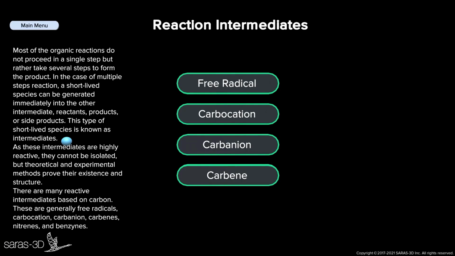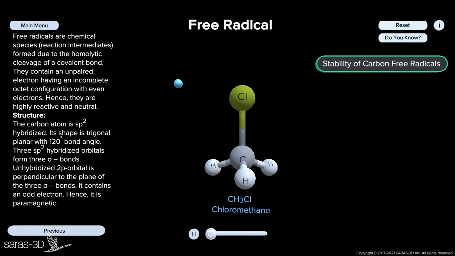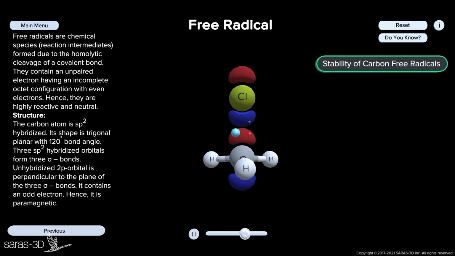Today we are going to look at many reaction intermediates which are based on carbon. We're going to look at free radical, carbocation, carbanion, and carbene. So let's begin with free radical. Now we know that free radicals are one of the reaction intermediates that are formed due to the homolytic cleavage of the covalent bond.